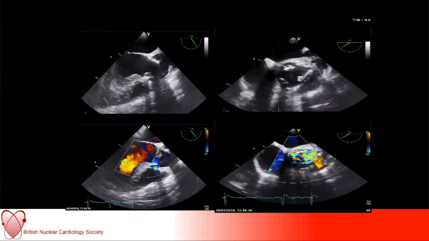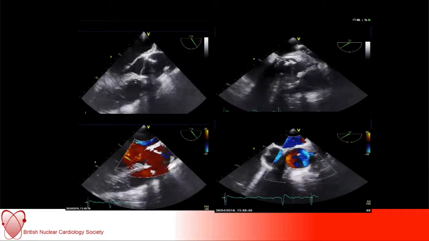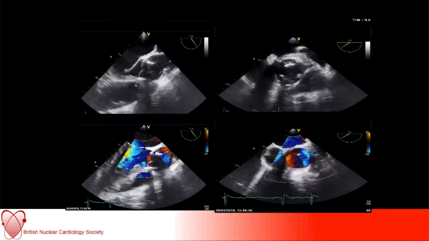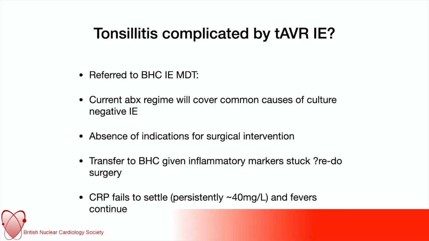He gets 10 days of antibiotics, but doesn't settle. His CRP is still raised, and he has this echo. I'm no expert on echo, but there's a space that is appearing around the prosthetic valve, and there may be some paravalvular leak around it. At that stage, he was referred to Barts and the infective endocarditis MDT. The thinking was that the current antibiotic regime that he was on would also cover the bugs for common causes of culture negative infective endocarditis. Right now, there are no indications for surgical intervention, but he still didn't do well, and therefore he was transferred in, and he was teed up for redo surgery.